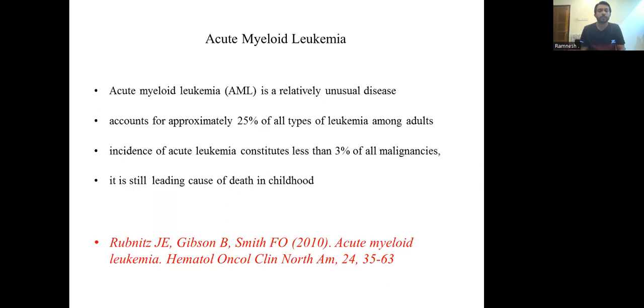Next is acute myeloid leukemia. Acute myeloid leukemia is a relatively unusual disease. It accounts for approximately 25% of all types of leukemia among adults. Incidence of acute leukemia constitutes less than 3% of all malignancies, and it is still a leading cause of death in childhood.